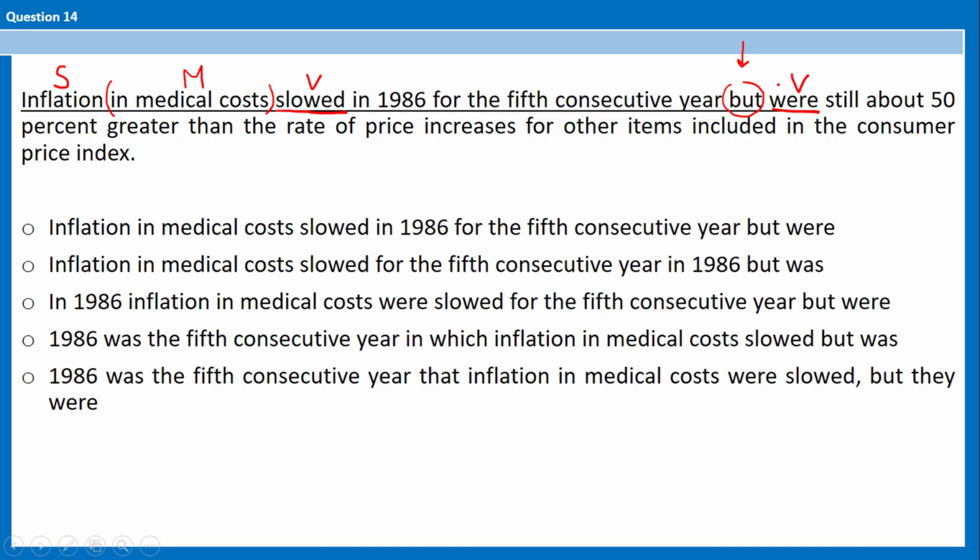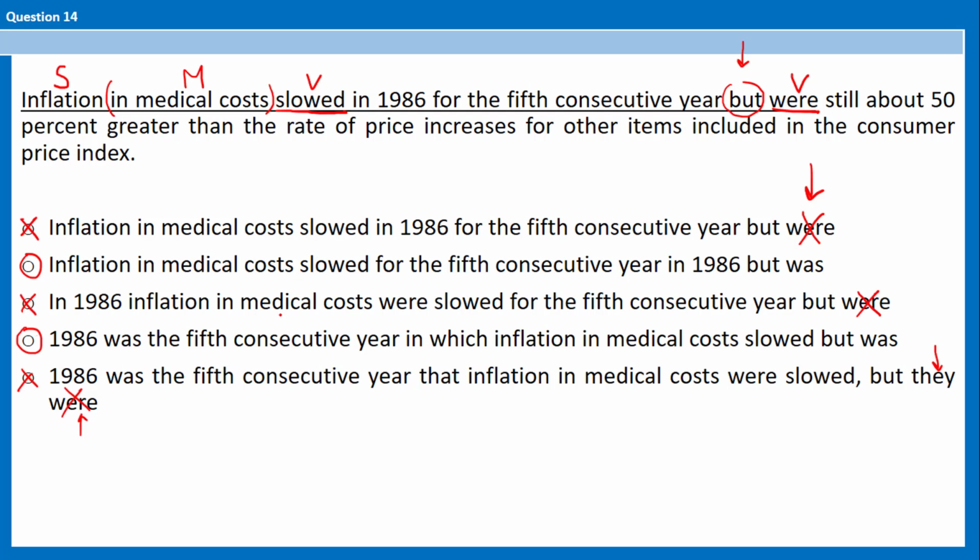Now, is inflation plural or singular? Well, it is singular. Therefore, I cannot use the plural verb were. Look at the split at the end. Were, they were? No. You can eliminate 1, 3, and 5. Okay, so we are between 2 and 4.